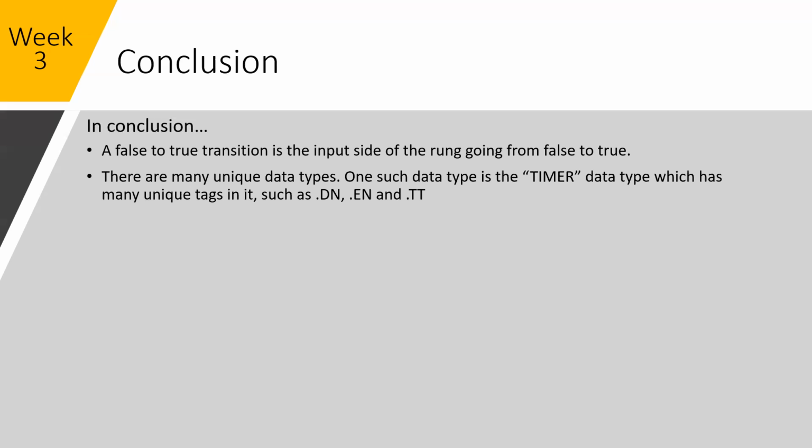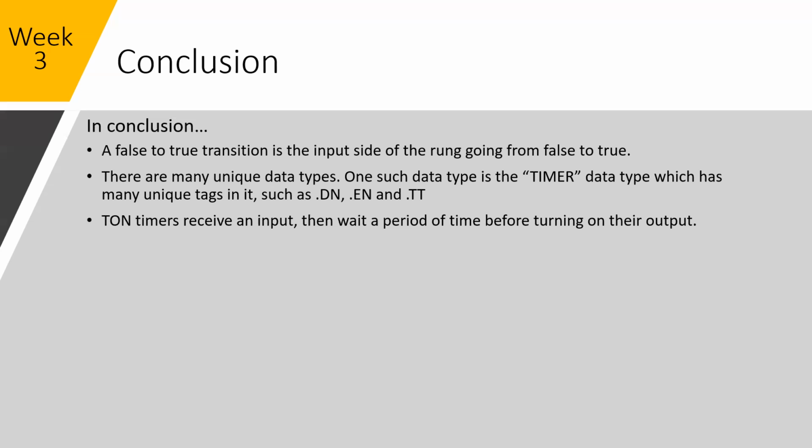There are many unique data types. So today we added to our repertoire timers and counters. Timers and counters are data types that include other data types inside of them. They're built of other building block data types: bools, which are encapsulated as done, enable, and timer timing bits, as well as the period that they're on. So we have the set point, the preset, and the accumulator.